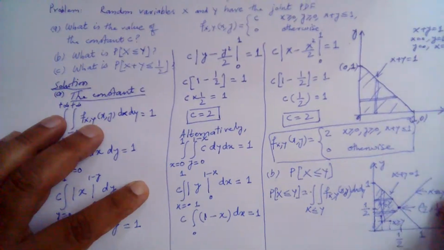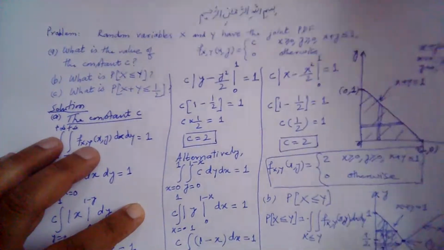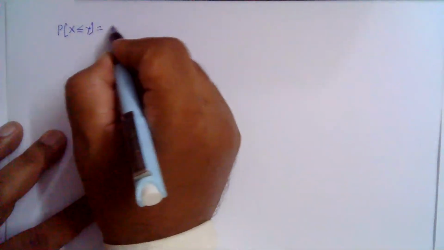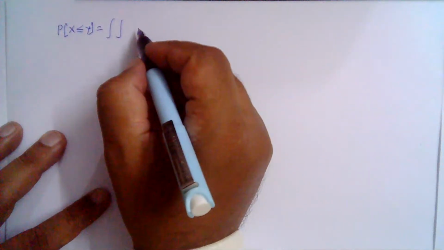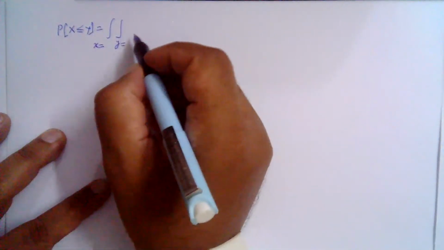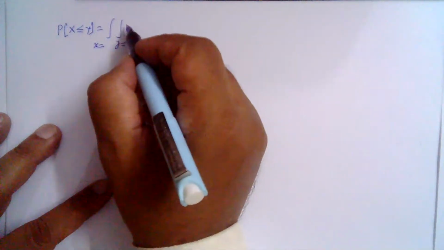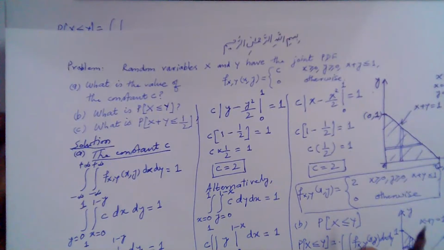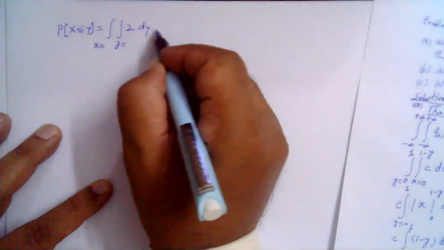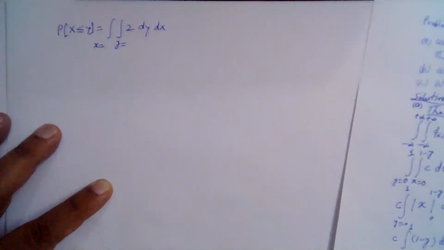So let us write down the integral. We have the probability that x is less than or equal to y is equal to this double integral, and we are integrating with respect to y first, right? And for x, we will find out these limits later. And the value of the joint density function is just 2, right? So this is 2 here, and dy and dx, we are integrating with respect to y first.